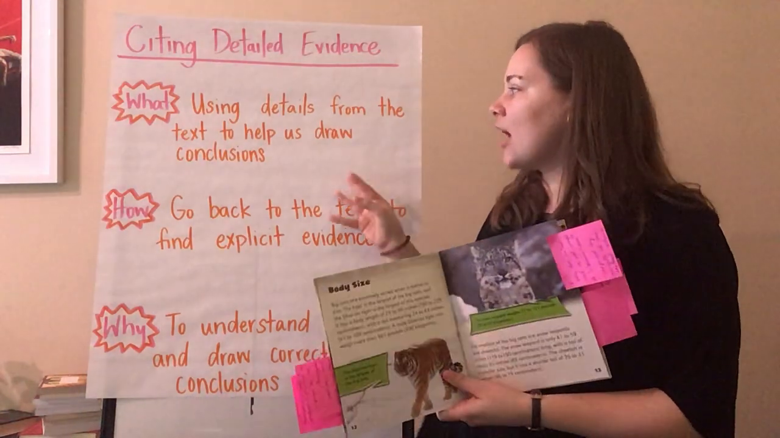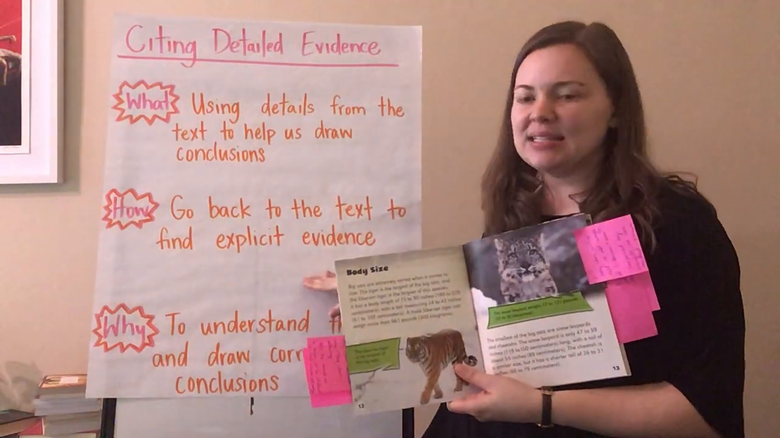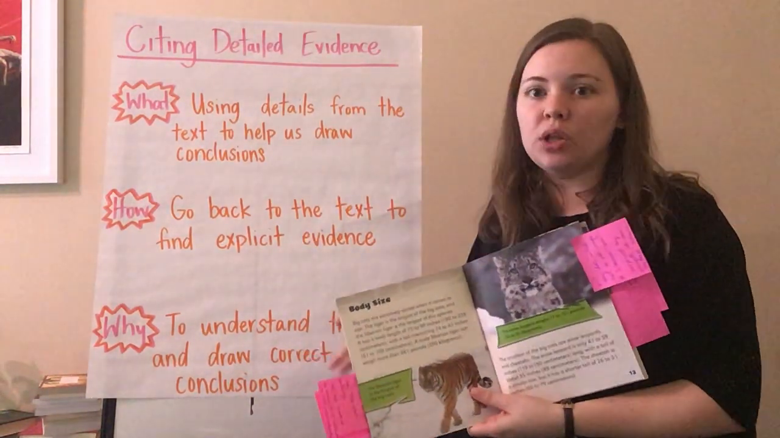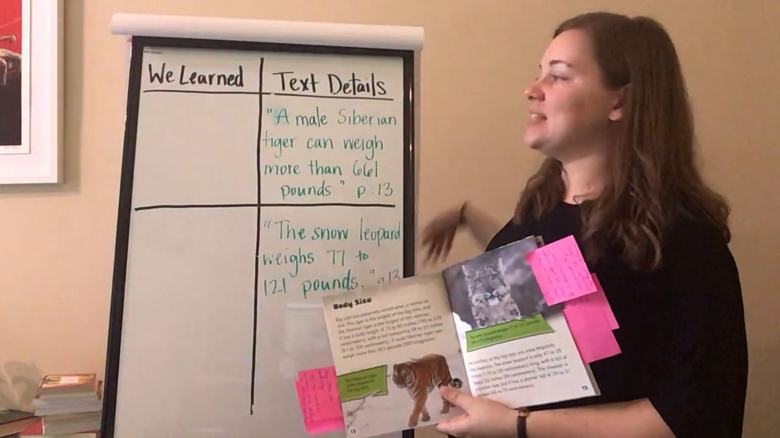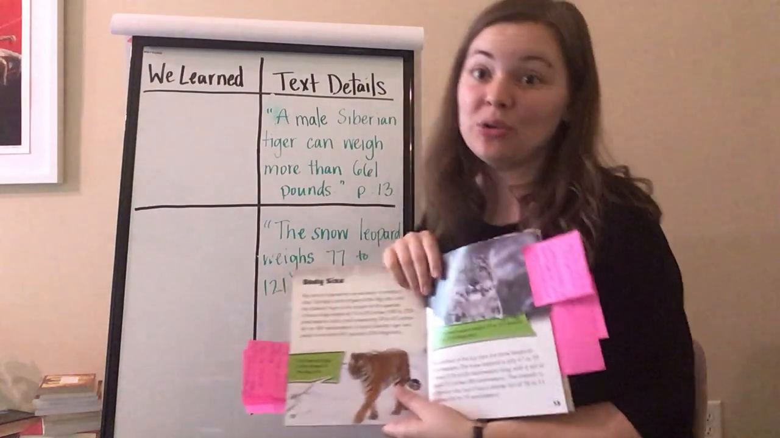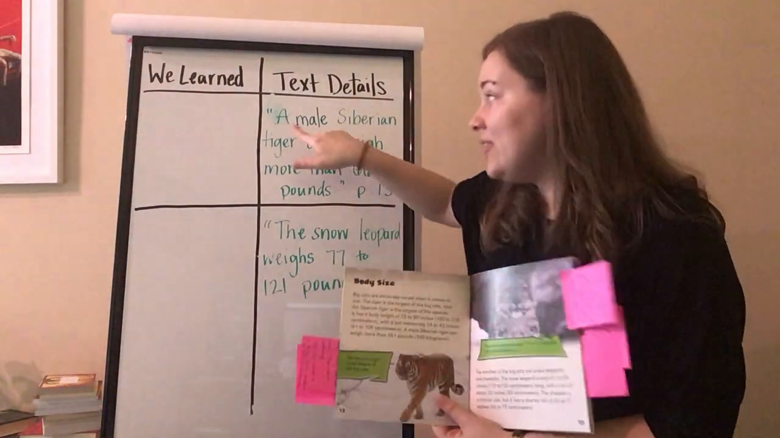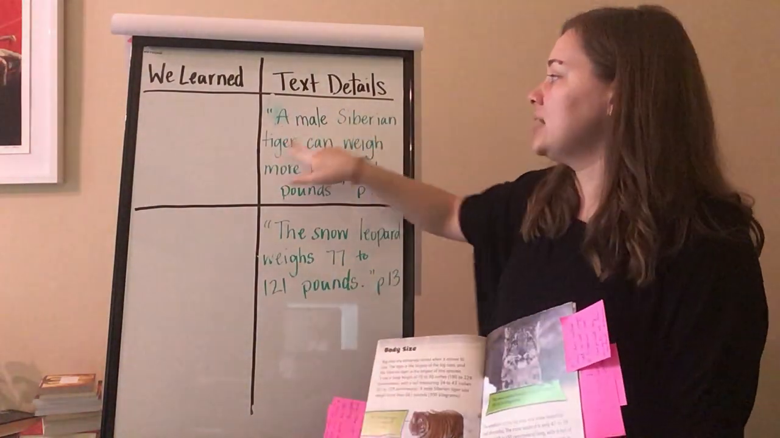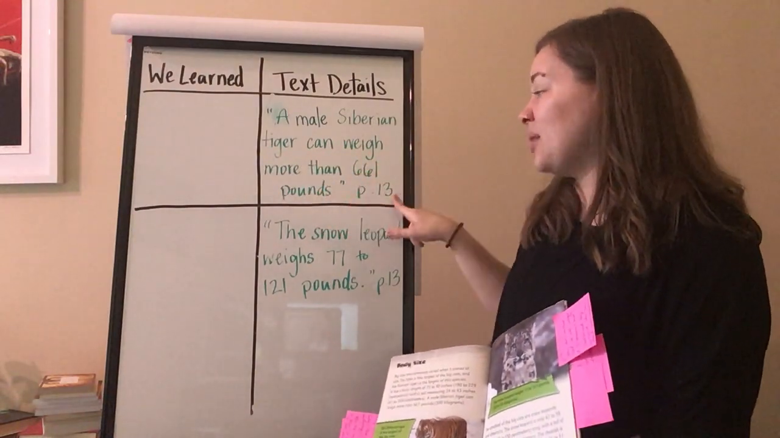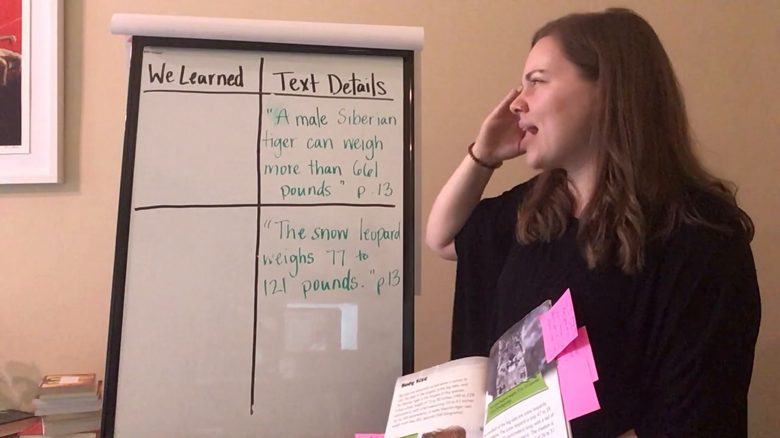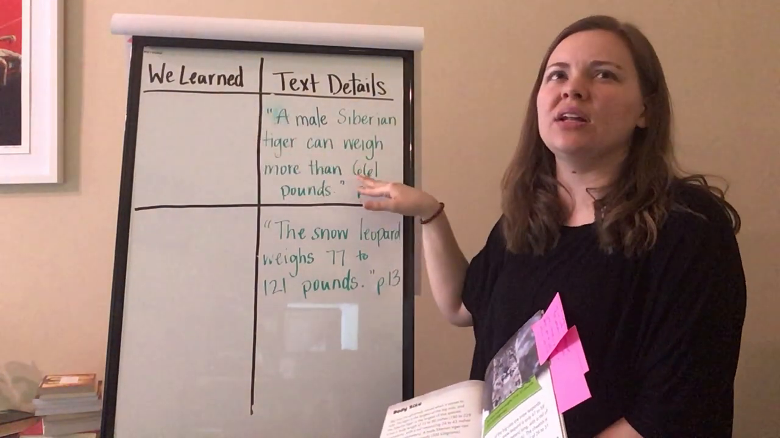We know we've got to find that explicit text evidence and use it to draw conclusions and understand. So I've already written down the text details that I want to use with you to practice this skill. In the text it said a male Siberian tiger can weigh more than 661 pounds. That was on page 13. I'm going to go back. What did we learn from that text evidence?